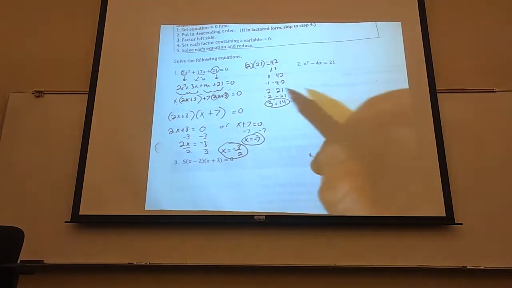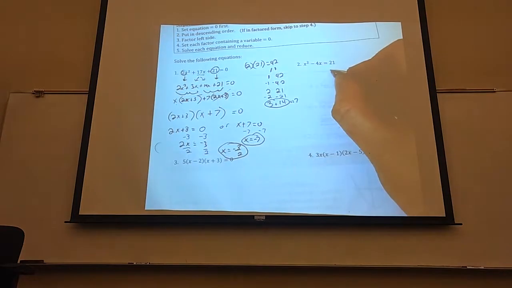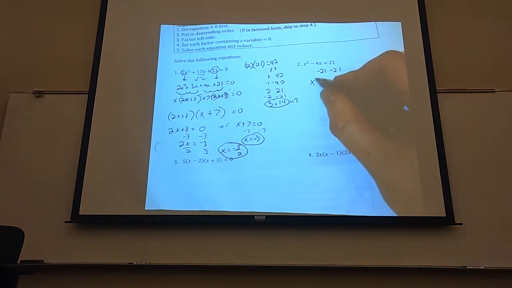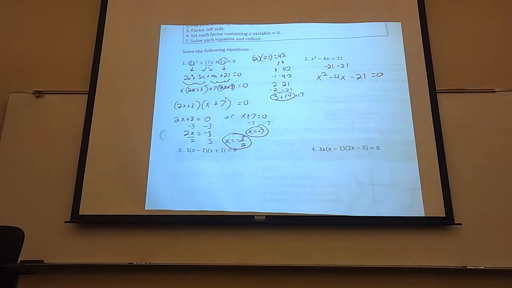Is this next one any different? You just move the 21 over to this side. Yeah, that's the only real difference here. You've got to move that 21 over first, and then you could solve it.